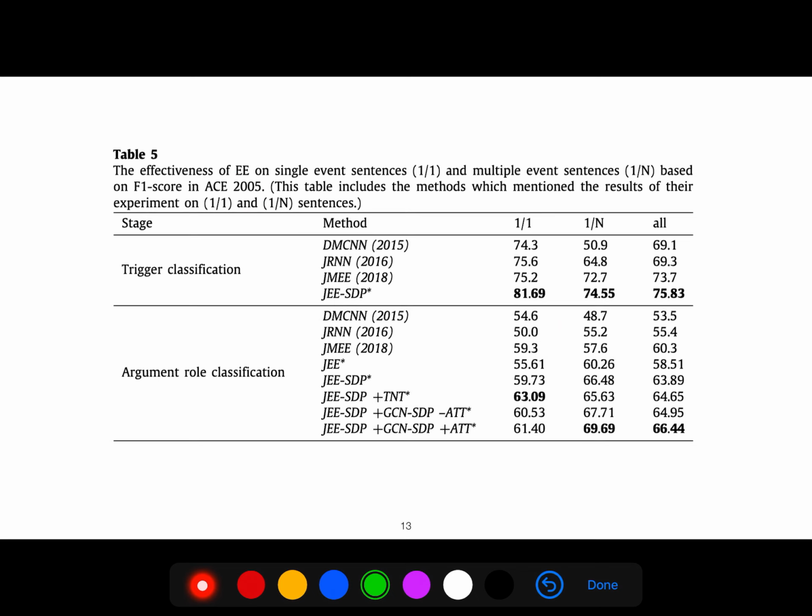So you see that the F score is 75 for trigger classification, but for argument role classification is 66. So you see state of the art is less than 80%, even in 2024.